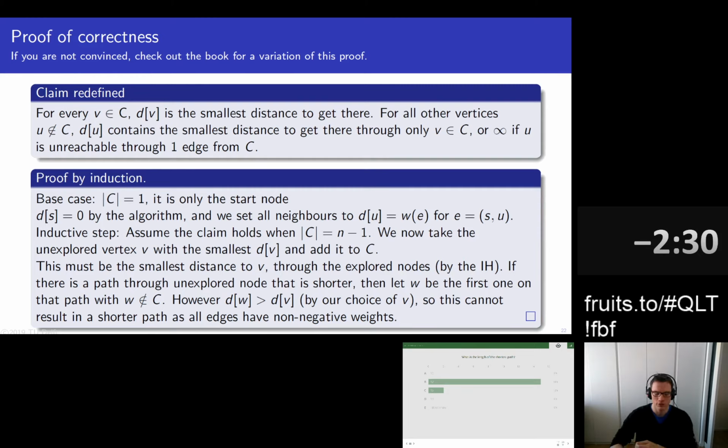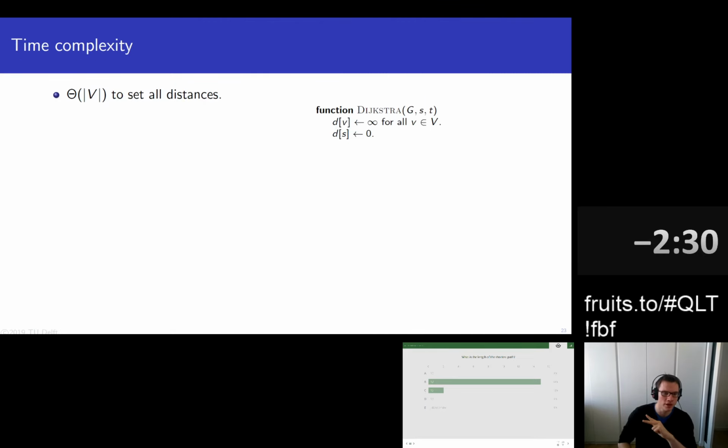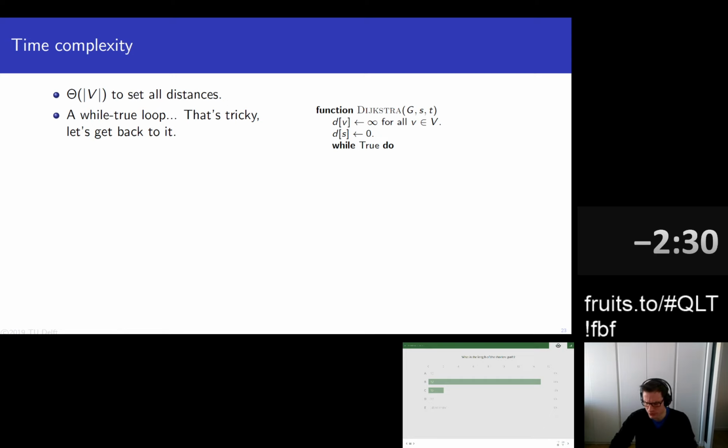Okay, so we see the code. I've proven to you that it is correct. It gives us the optimal solution. Now let's see what is the runtime of this algorithm. Well, let's go through it step by step. First thing we do is we create this distance table and we set the distance of infinity for all vertices. Okay, we do something for every vertex, Θ(V). Then we have a while true loop. Ooh, that's nasty, because if this while true loop never terminates, our runtime is going to be infinite. So let's get back to that later.